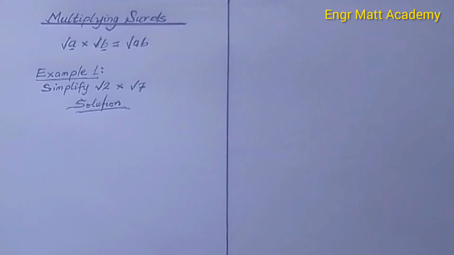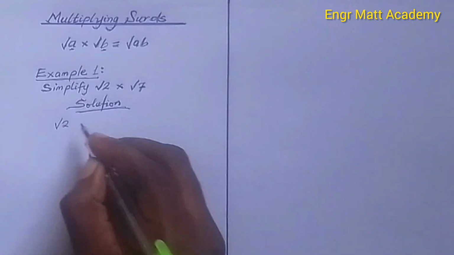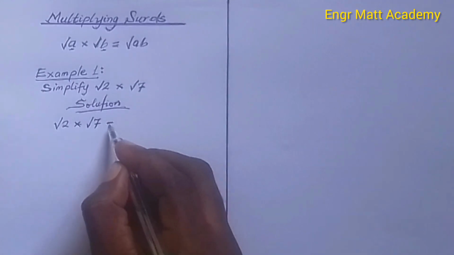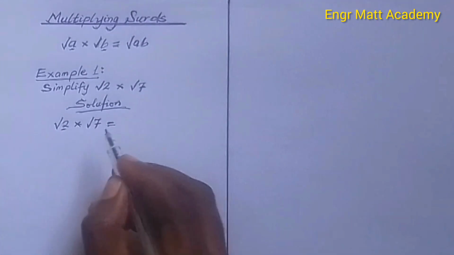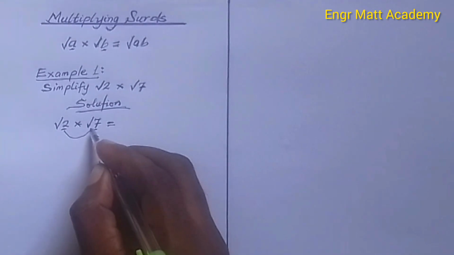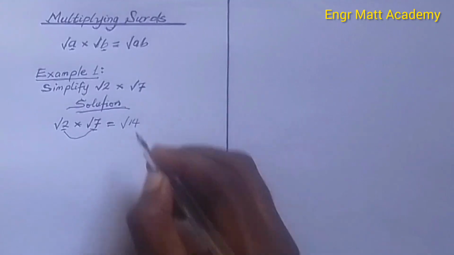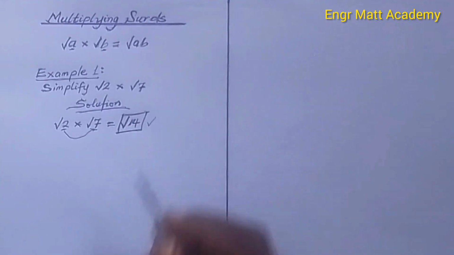Okay, in our first example, we are to simplify root 2 times root 7. And the rule is we multiply the numbers inside the root sign. Here the number is 2 and here the number is 7. So we say 2 times 7. That will give us root 14. And this is the answer.